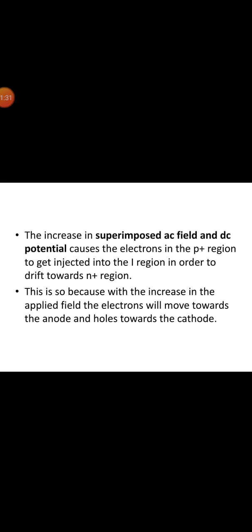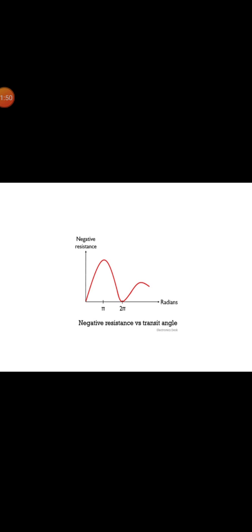The increase in superimposed AC field and DC potential causes the electrons in the P plus region to get injected into the I region in order to drift towards the N plus region. And this is so because with the increase in the applied field, the electrons will move towards the anode and holes towards the cathode. And this diagram shows the characteristics of the impact diode.